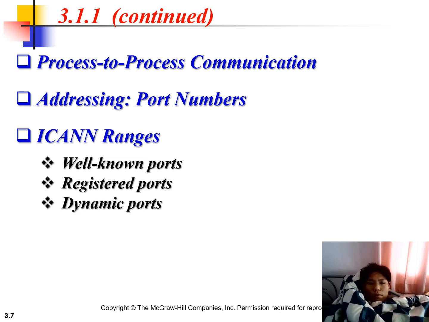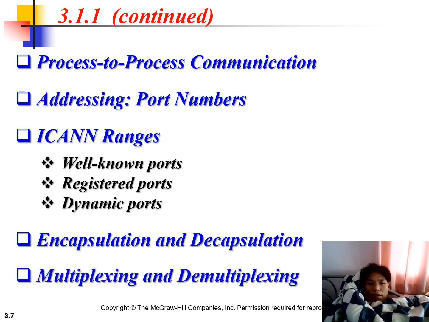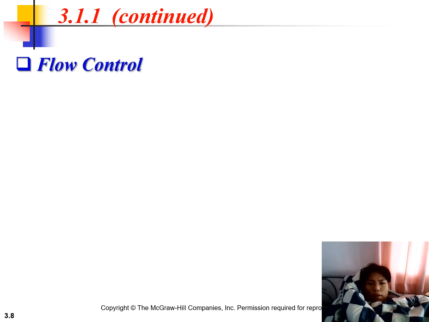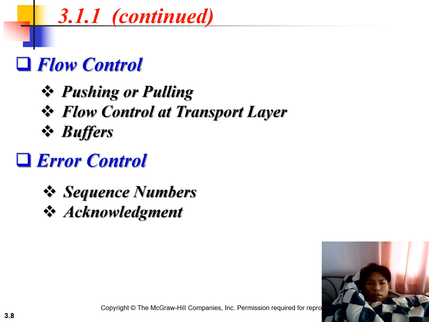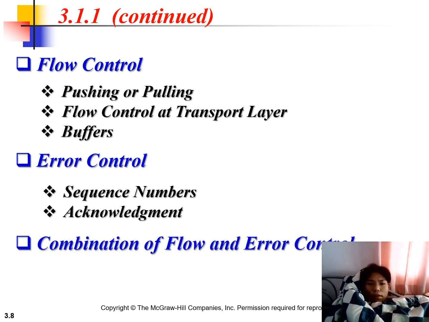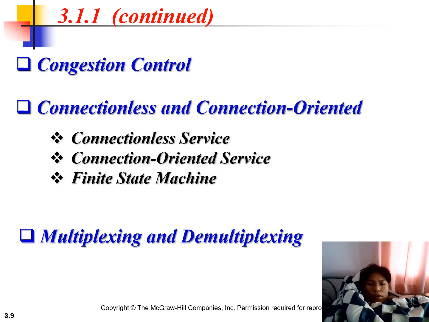It has well-known ports, registered ports, and dynamic ports; encapsulation and decapsulation; multiplexing and demultiplexing; flow control; pushing or pulling; flow control at the transport layer and buffers; error control, sequence numbers, and acknowledgement; combination of flow and error control, sliding window; congestion control; connectionless and connection-oriented services; and finite state machine.